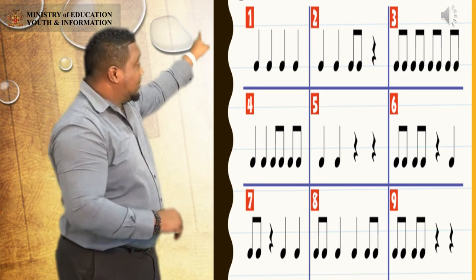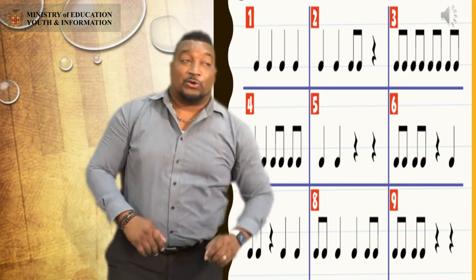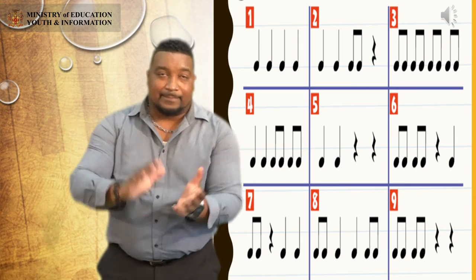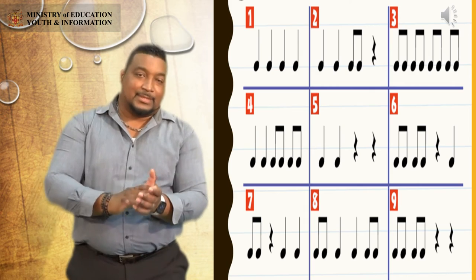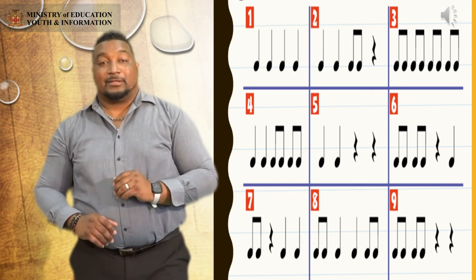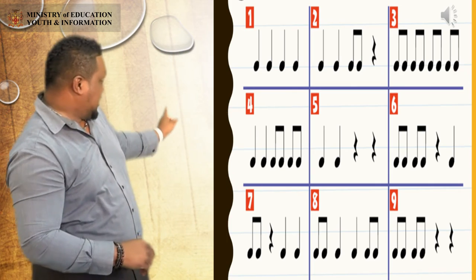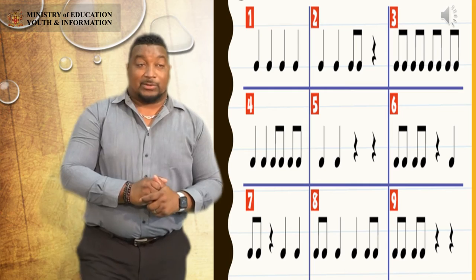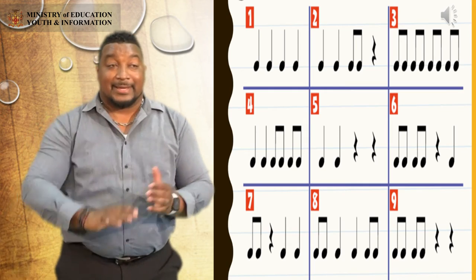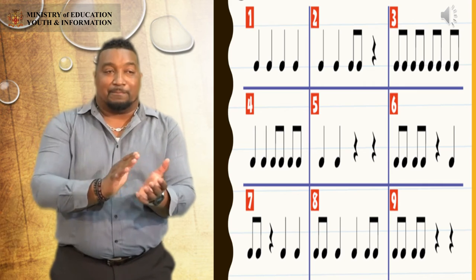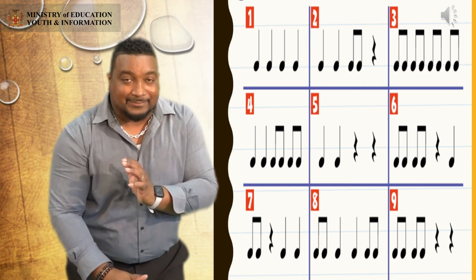The next one, 4 to 6. So you have yam, yam, dumpling, dumpling, yam, yam, dumpling, dumpling, yam. Looks a little tricky, yeah? So we have dumpling, yam, yam, dumpling, yam, yam, dumpling, dumpling, dumpling.